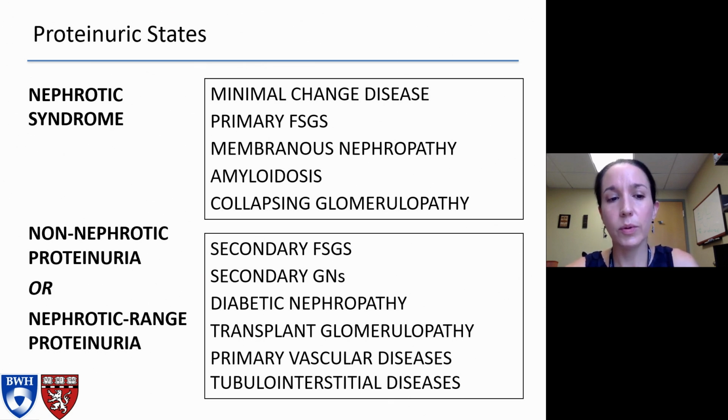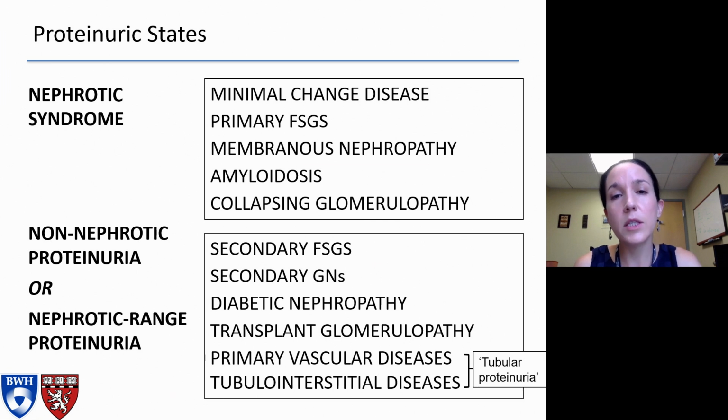And then non-nephrotic proteinuria, nephrotic range proteinuria, secondary FSGS, obviously from many causes, secondary glomerular diseases such as lupus. Diabetic nephropathy is probably the commonest one that we see. In my work, we see a lot of transplant glomerulopathy. And the primary vascular diseases and tubulointerstitial diseases can also cause proteinuria. This tends to be lower, and we talk about this as tubular proteinuria, which is really around the 1 to 1.5 gram range, so tends not to reach a nephrotic range.